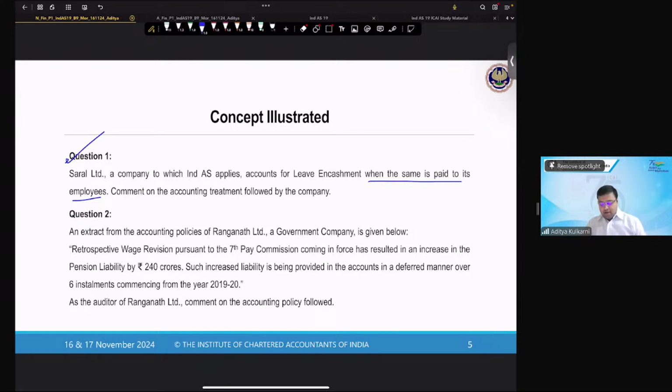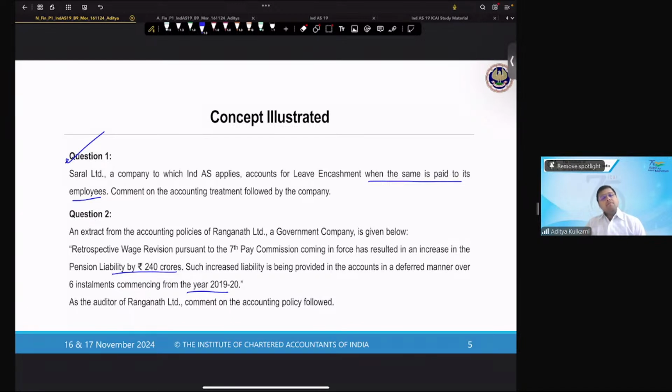Very simple. Question 2, an extract from the accounting policies of a government company is given below. Retrospective wage revision pursuant to the 7th Pay Commission coming in force has resulted in an increase in the pension liability by 240 crores. Such increased liability is being provided in the accounts in a deferred manner over 6 installments commencing from the year 1920. Okay. Now, do you see these things happening? Retrospective wage revision, 6th Pay Commission, 7th Pay Commission. Do you see this? Have you heard this before? Yes. Have you heard these wage revisions?